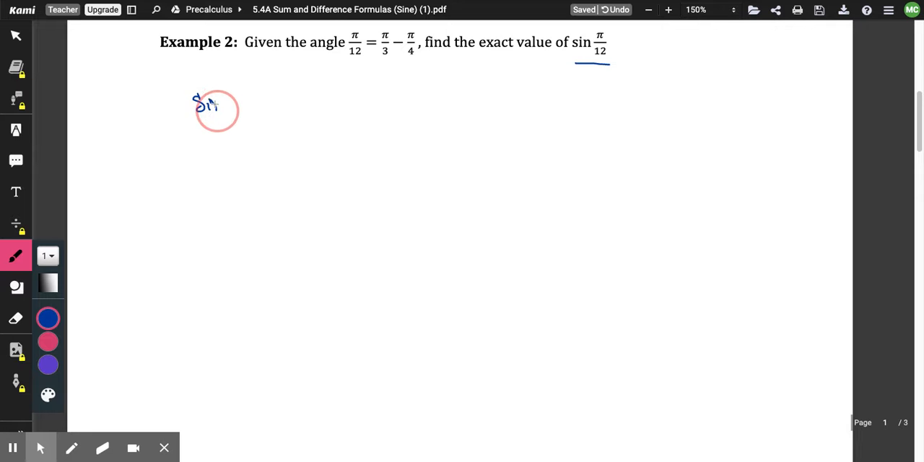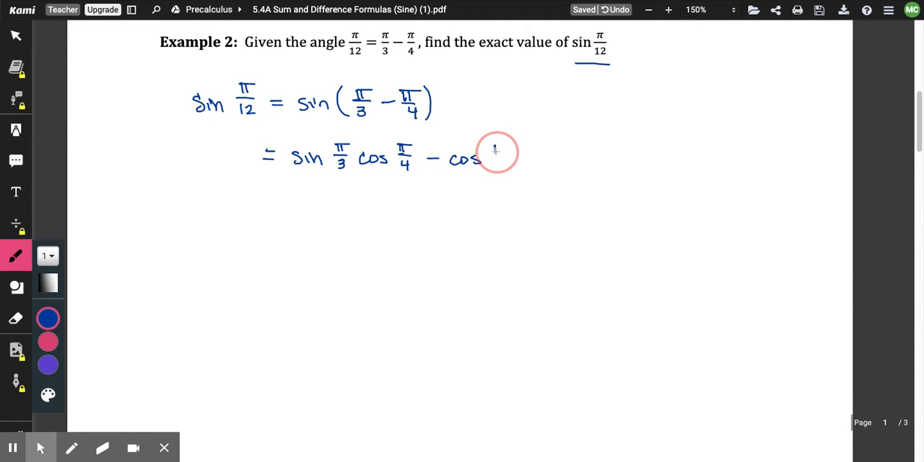So I'm going to start by writing sine of pi over 12 is equal to sine of pi over 3 minus pi over 4. So now I can apply the angle difference formula because I have the sine of a difference of two angles. So that would be sine of the first one, cosine of the second one, minus cosine of the first one, sine of the second one.